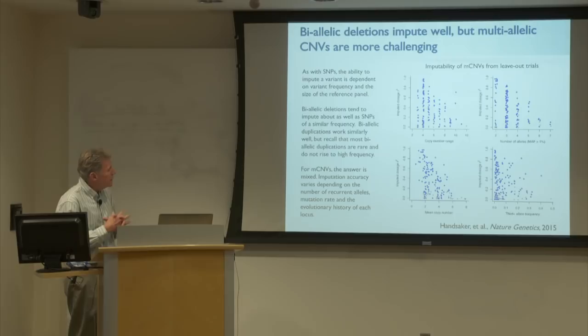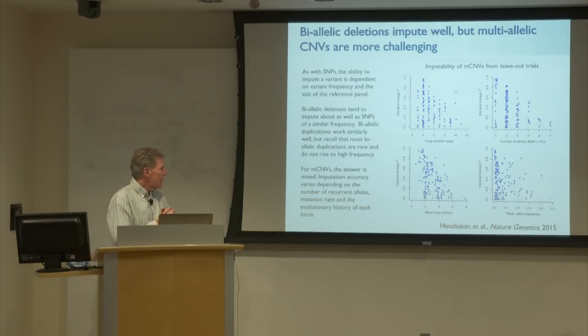For multiallelic CNVs, the imputation results are actually a lot more mixed. It really depends on how many recurrent alleles there are, how multiallelic it is. As something becomes multiallelic, one way you can think about it is that there's many different alleles, each of relatively low frequency. So those alleles tend not to impute as well.